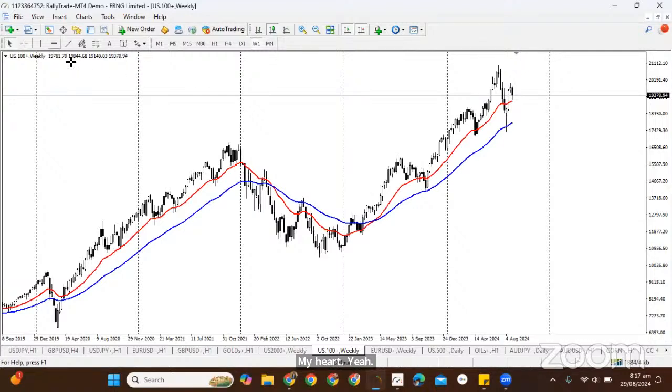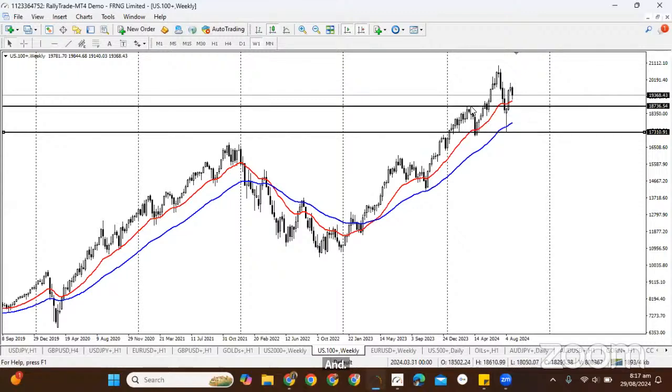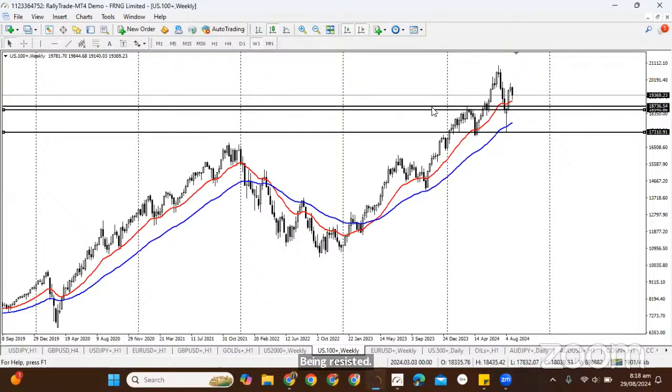This is the rejection, right? And from the rejection to here is like a resistance for price, where price got to and it's being resisted.